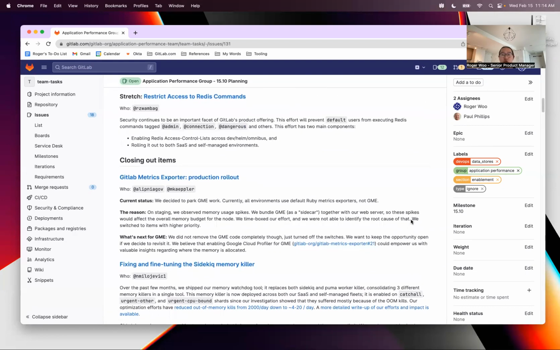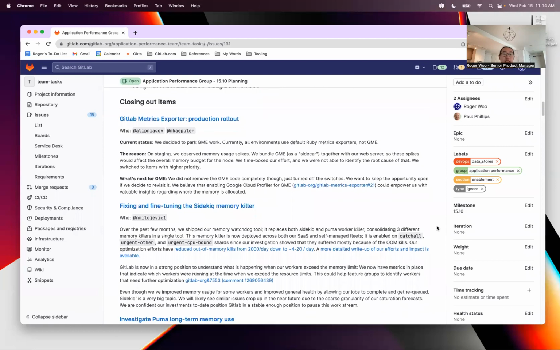Lastly, this is a stretch goal of some ongoing work that we've already started, which is to restrict access to Redis commands. Security continues to be an important facet of GitLab's product offering, and this effort will prevent default users from executing Redis commands tagged with admin, connection, dangerous, and other things.